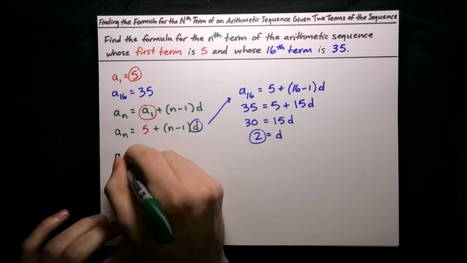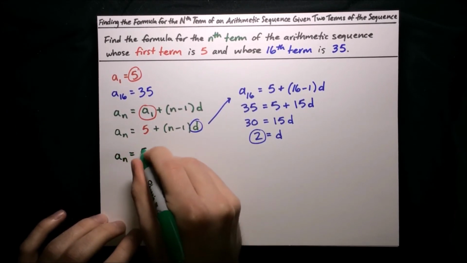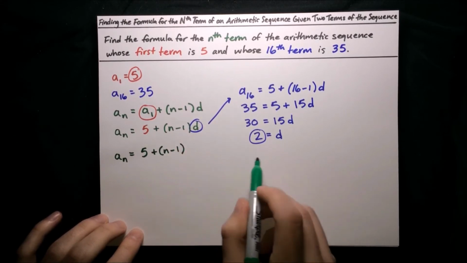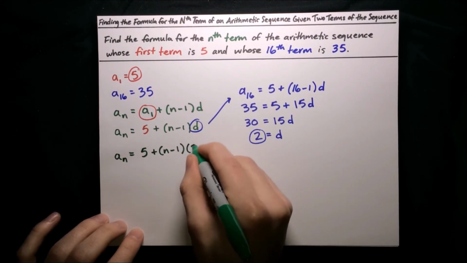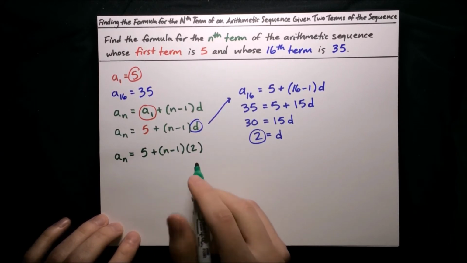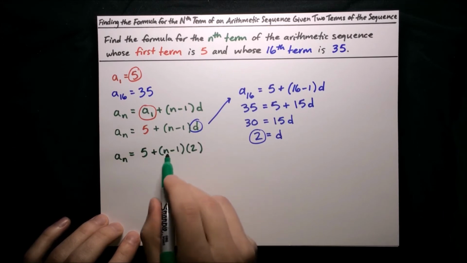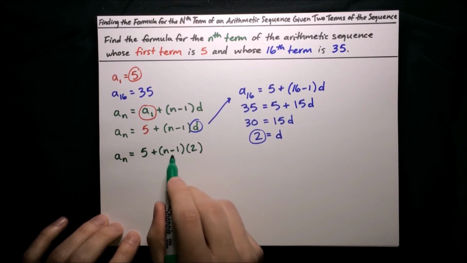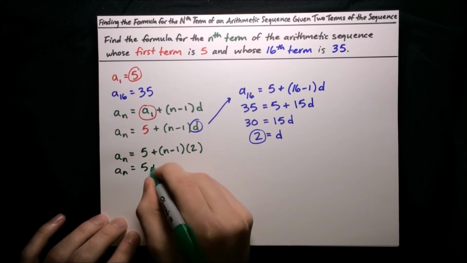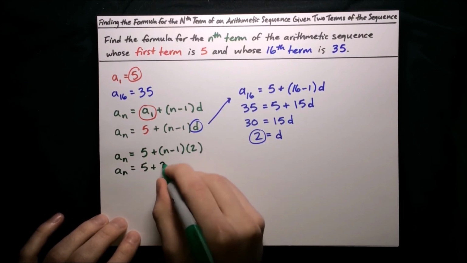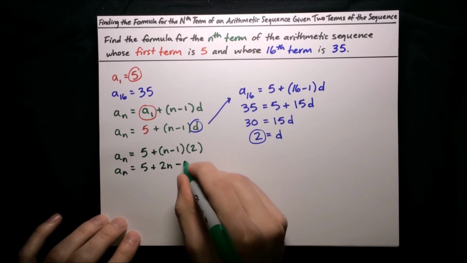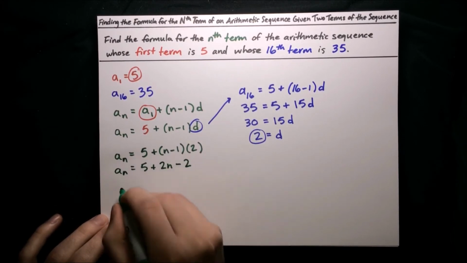So an is just 5 plus n minus 1 times d. The difference, d is 2. And just to make it pretty, let's go ahead and simplify this. We'll multiply the 2 to both terms in the parentheses here and simplify. So an is equal to 5 plus 2 times n is just 2n, and then 2 times negative 1 is just negative 2. So 5 plus 2n minus 2.